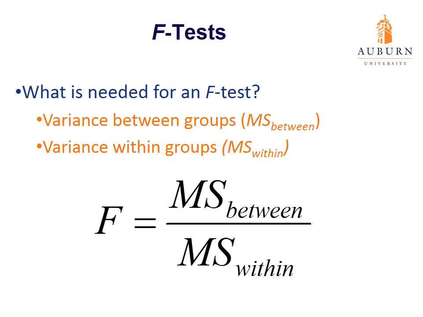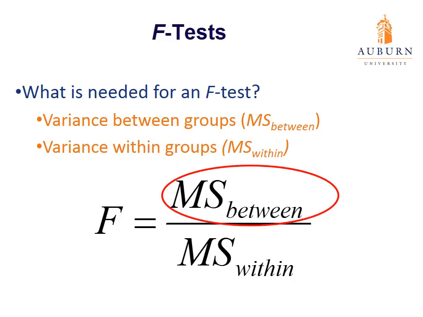So we use the symbol MS for variance in an ANOVA. So MS stands for variance. It's actually mean squared. So remember, when you calculate your variance, you take each observation, you subtract the mean, and then you square it. So that's variance, and so that's the same thing as MS, or mean squared. So we'll take the mean squared between, the variance between the groups, and divide by the mean squared within, or the variance within the groups. And that's our F statistic equation.